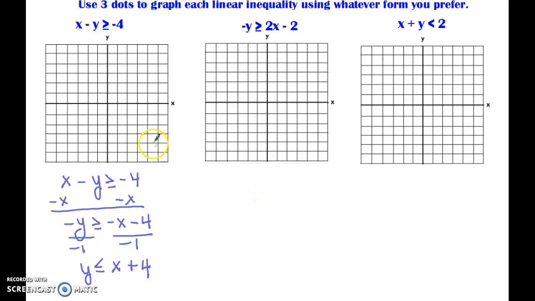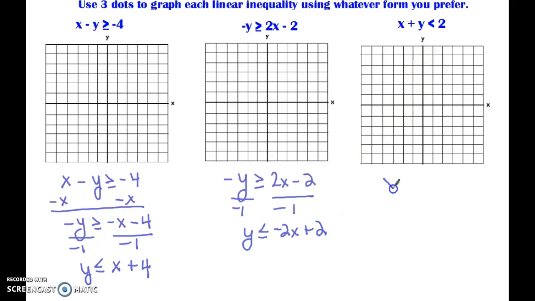Okay? So we start at... I'm gonna graph them at the end. Let's solve them. So we get negative y is greater than or equal to 2x minus 2. Divide by negative 1, divide everything by negative 1. So we get y is less than or equal to negative 2x plus 2. Over here, put it in slope intercept form, x plus y is less than 2. So we subtract x, y is less than negative x plus 2.